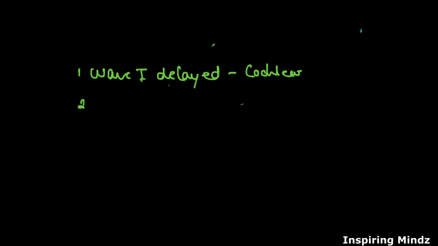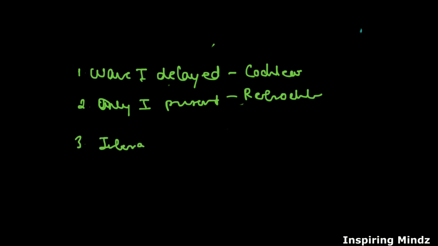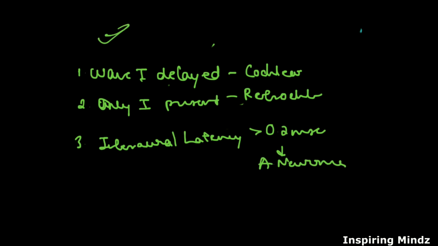Second, if only wave 1 is present, that indicates retrocochlear pathology. If the interaural latency is more than 0.2 millisecond, it is diagnostic of acoustic neuroma. Okay, so these are the various ways for interpretation of BERA.